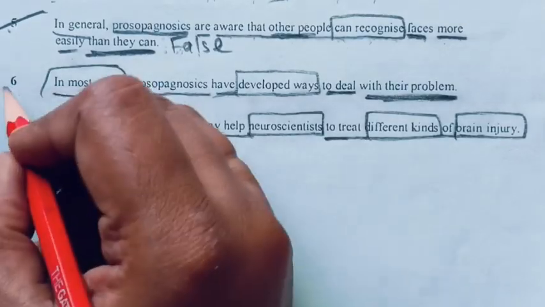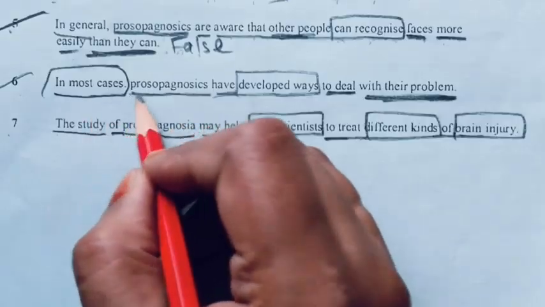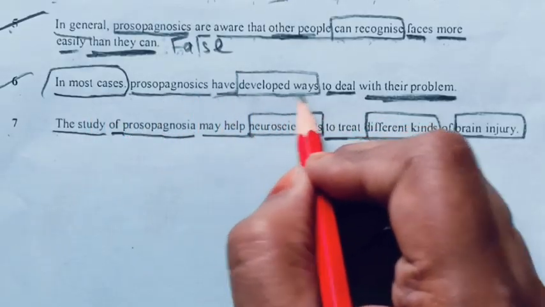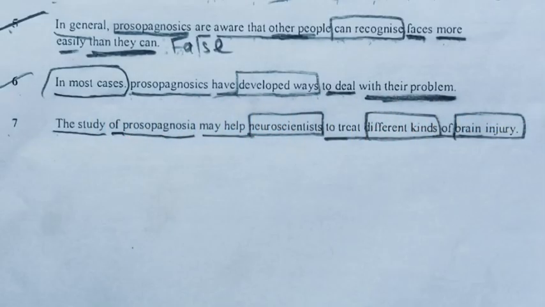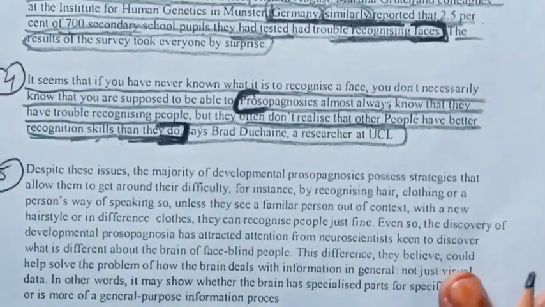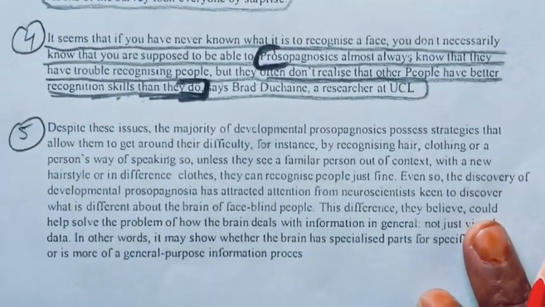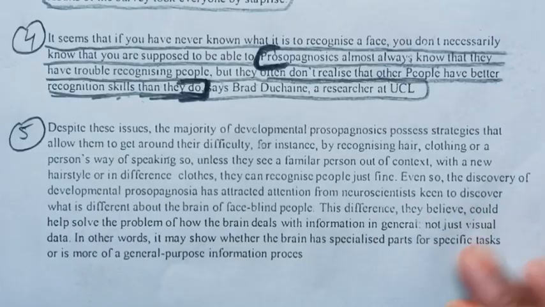So let's see the 6th question. In most cases, prosopagnosics have developed ways to deal with their problem. Okay, so we have not seen anything regarding this in this paragraph, so we will move forward towards our 5th paragraph. Okay, so now let's quickly read it.